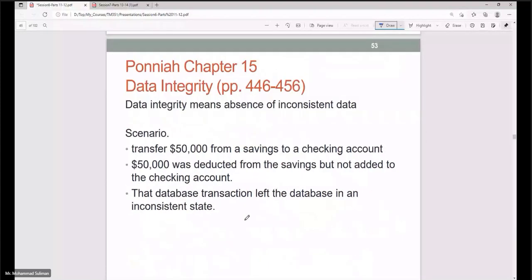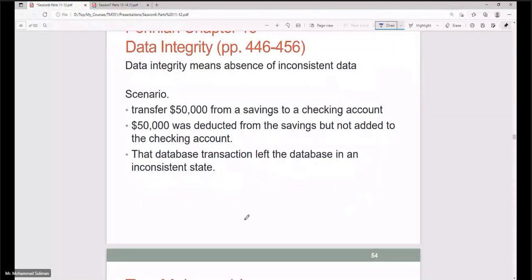For example, let's say that we want to transfer $50,000 from a savings bank account to a checking account. So there are two accounts here, a savings account and a checking account. We want to transfer $50,000 from the savings account to the checking account. The first thing, $50,000 is deducted from savings, then it will be added to checking. So let's say that the amount is deducted from savings but not added to the checking account. This will leave the database in an inconsistent state.